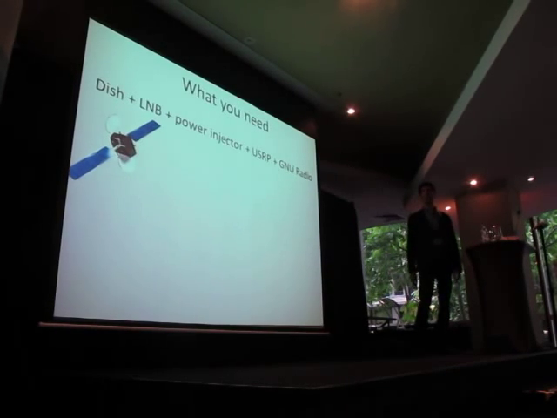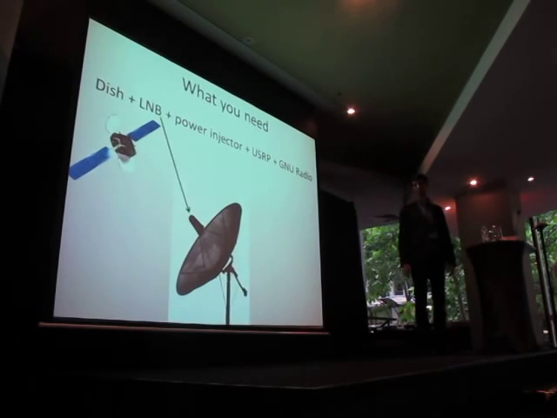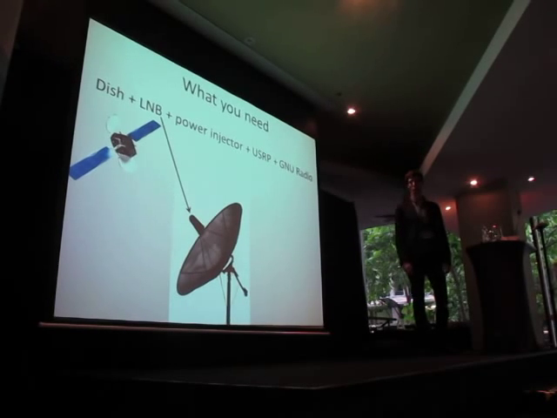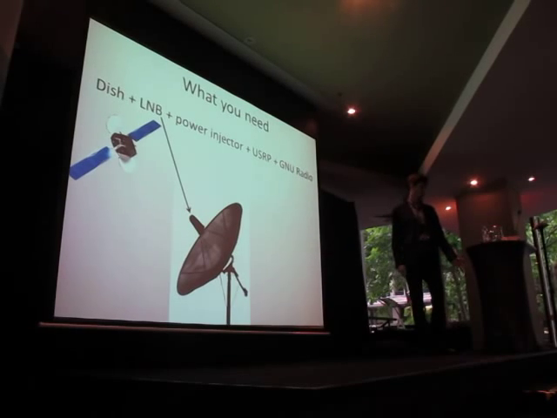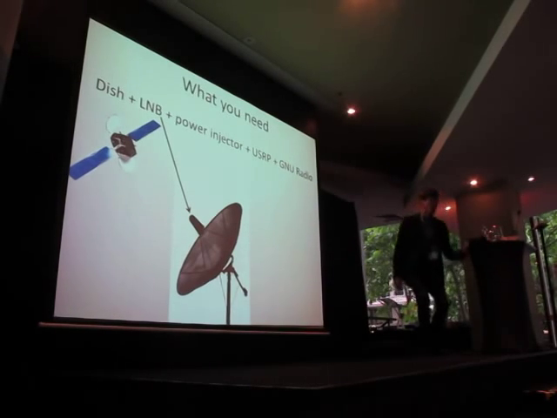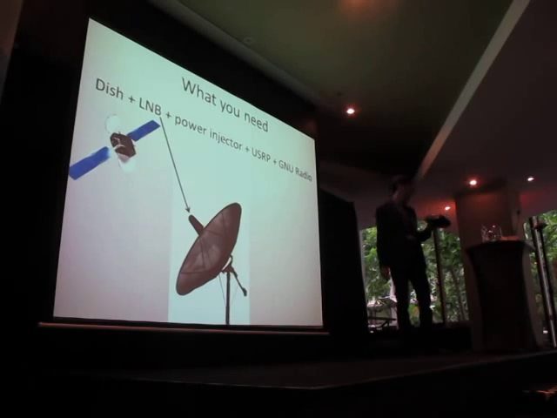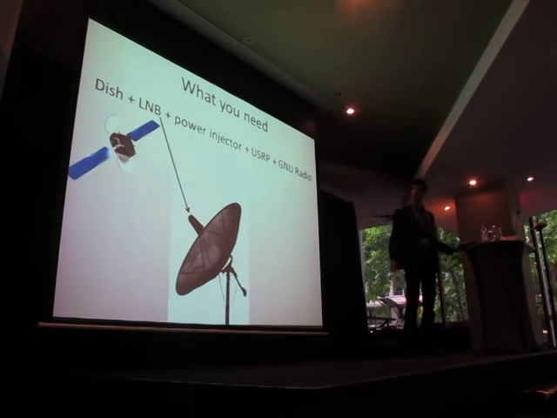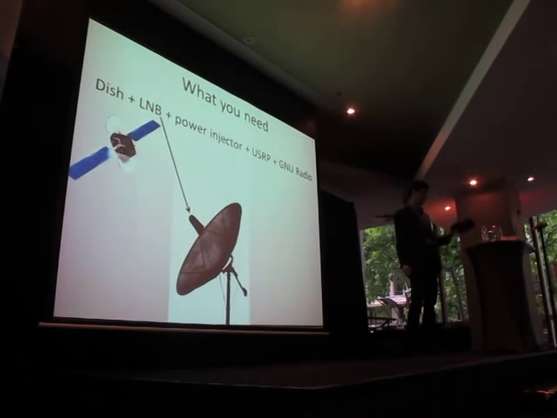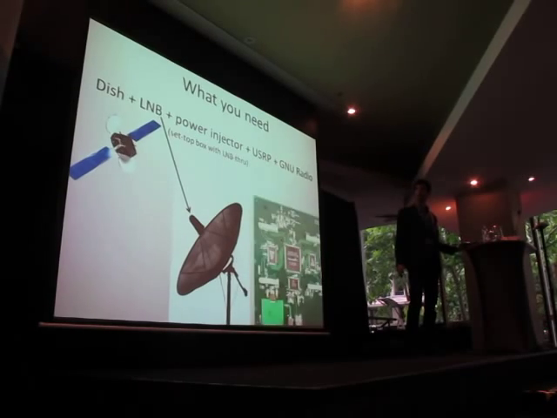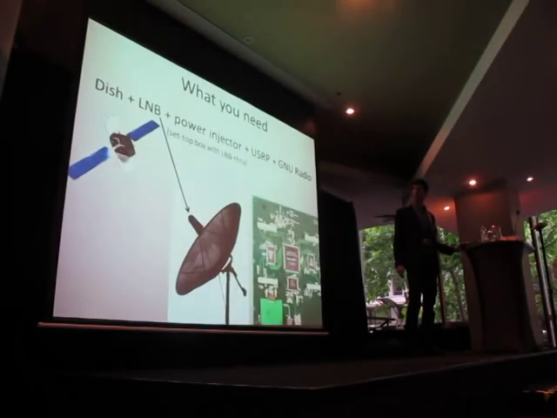What do you need to receive these signals? You need a dish. You need a low noise block down converter. So those frequencies that I had before, 12 gig, is very high. Not suitable for our friendly USRP that works between 50 and 2.2. So the LNB will take it down to something that's suitable for this. And you need GNU Radio.